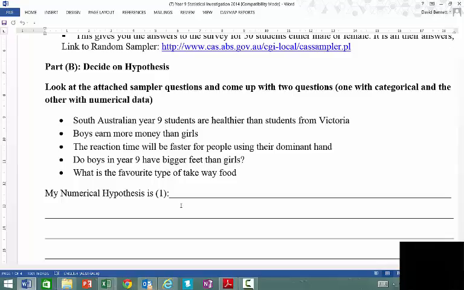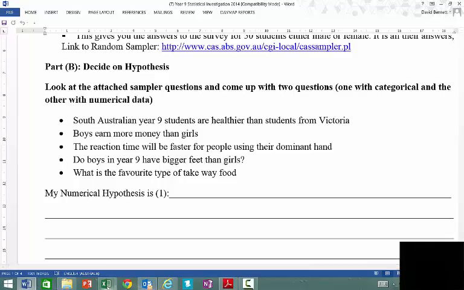The reaction time is faster for people using their dominant hand compared to their non-dominant hand. That refers to the question where they've got to do a reaction test. Do boys in Year 9 have bigger feet than girls? Again, you could collect two separate spreadsheets that allow you to get this information.